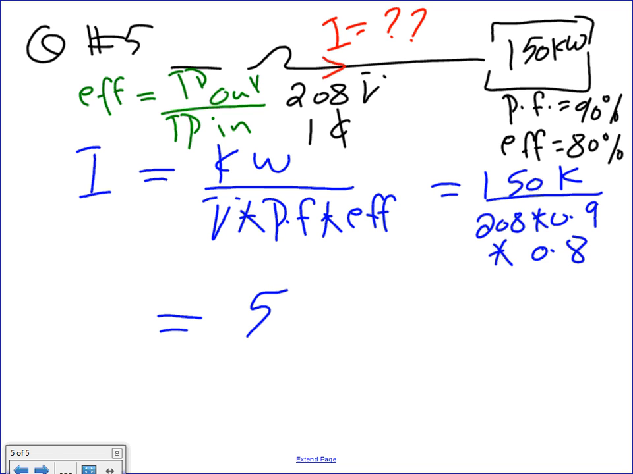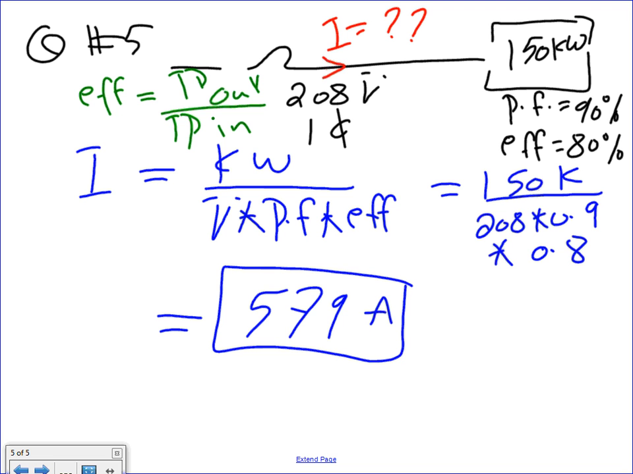The answer should be 579 amps. So, did anybody come up with something different? About 519. 150 divided by 0.8. You know what? Did they say single phase? You're right, it's single phase. I was doing it for three-phase, but what's your answer? 519 amps.